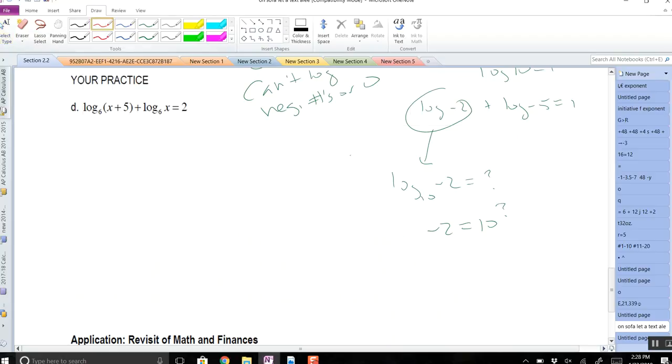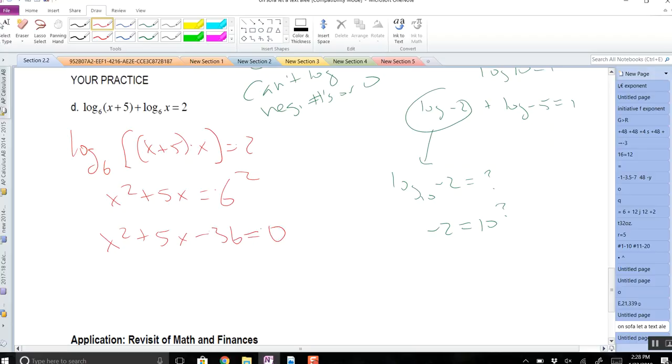Okay, so let's go part D. So hopefully you recognize that you are going to multiply x plus 5 with x. So you condense the log. Then you shift it, you rewrite the log equation. And simultaneously I'm going to distribute the x into x plus 5. 6 squared hopefully realizes 36. Bring it over to the other side. Factor, we factor like that. And we get 2 answers, negative 9 or 4.